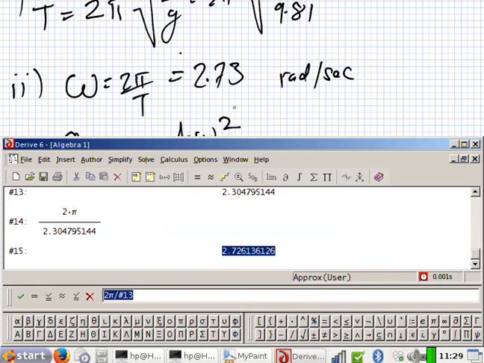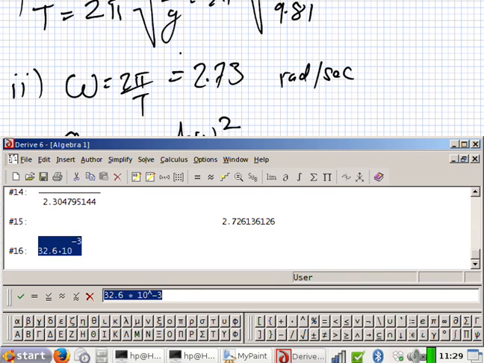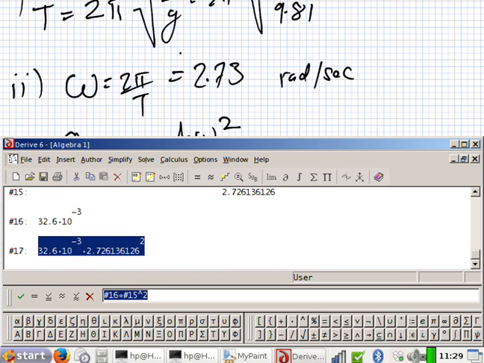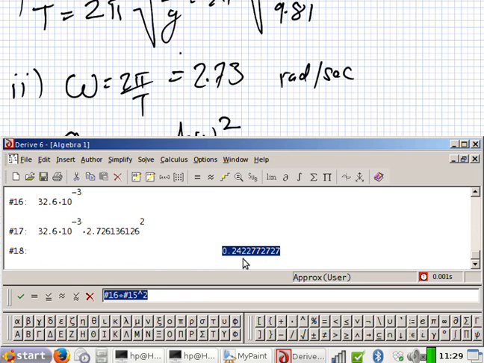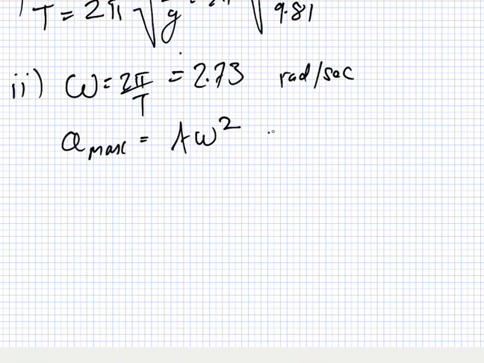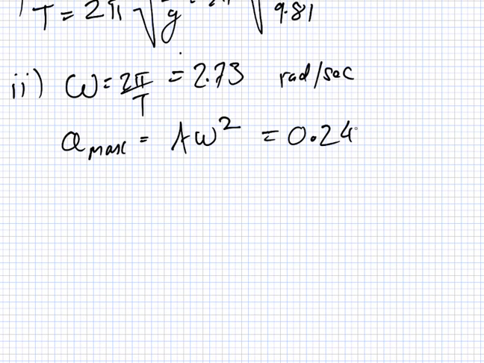So the maximum acceleration is A omega squared, which in this case is that answer squared multiplied by A. And the question gives you the A, doesn't it? Yes. It says the A is 32.6 millimeters. That's 32.6 times 10 to the power of minus 3. So there's the A multiplied by omega squared. So that comes out as 0.242 meters per second squared. Because you know the A and you know the omega, there it is right there.